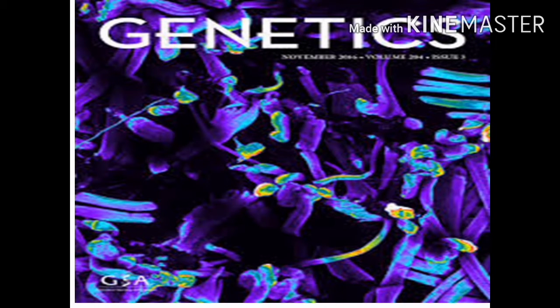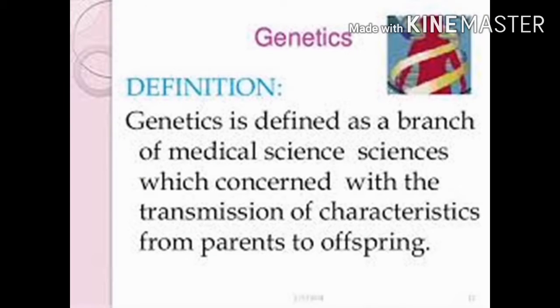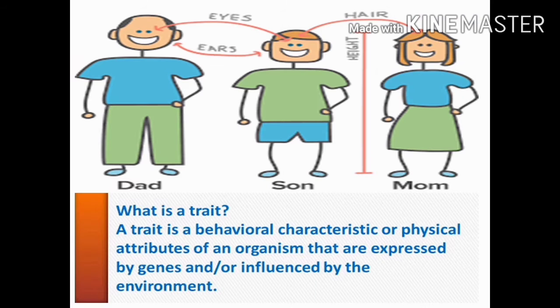Now, what is genetics? Genetics is the branch of biology in which we study about inheritance, and it is the branch of medical science which is concerned with the transmission of characteristics from parents to offsprings. What are traits? These characteristics are called the traits. For example, in men, height, color of the eyes, intelligence are inheritance traits.